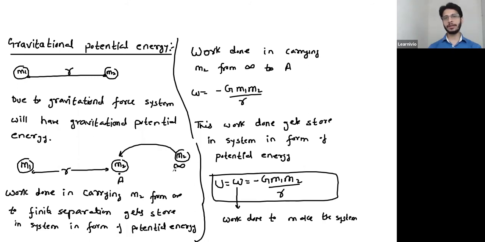They are not exerting any force over each other, so it's not a system. But when I bring this M2 from infinity to A, now M1 and M2 are at a finite separation apart. So now they will interact with each other, and we can call this a system. So this W, you can write as work done to make the system. This is potential energy. Now there are a few discussions over this expression. U is minus of G M1 M2 over R.